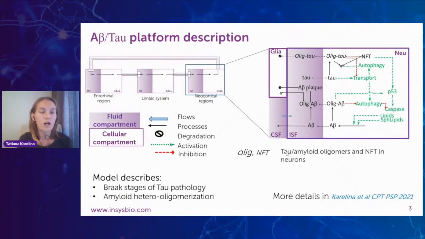At that stage, our Alzheimer's disease platform was focused on the description of two key biomarkers, amyloid beta and tau, because they are most commonly targeted in clinical trials. And we have divided the brain into three regions: entorhinal region, limbic system, and neocortical region, to be able to describe in a very simple way Braak stages of tau pathology accumulation. So let's see what's going on and what interplay of processes we can see in the neocortical region.